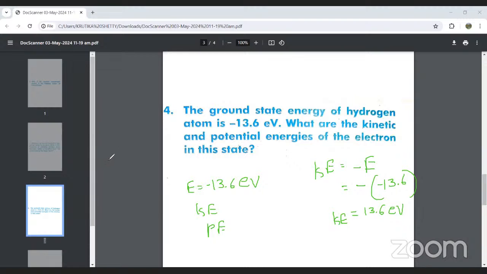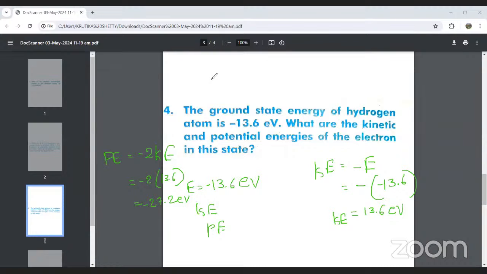So what about the potential energy here, students? The potential energy is minus of twice the kinetic energy. So it is equal to minus 2 into kinetic energy, which is 13.6. 13.6 into 2 is 27.2, and plus into minus is minus. Therefore, it is minus 27.2 electron volt. So they are asking you both the kinetic energy and the potential energy. Kinetic energy is plus 13.6 electron volt and the potential energy is minus 27.2 electron volt.